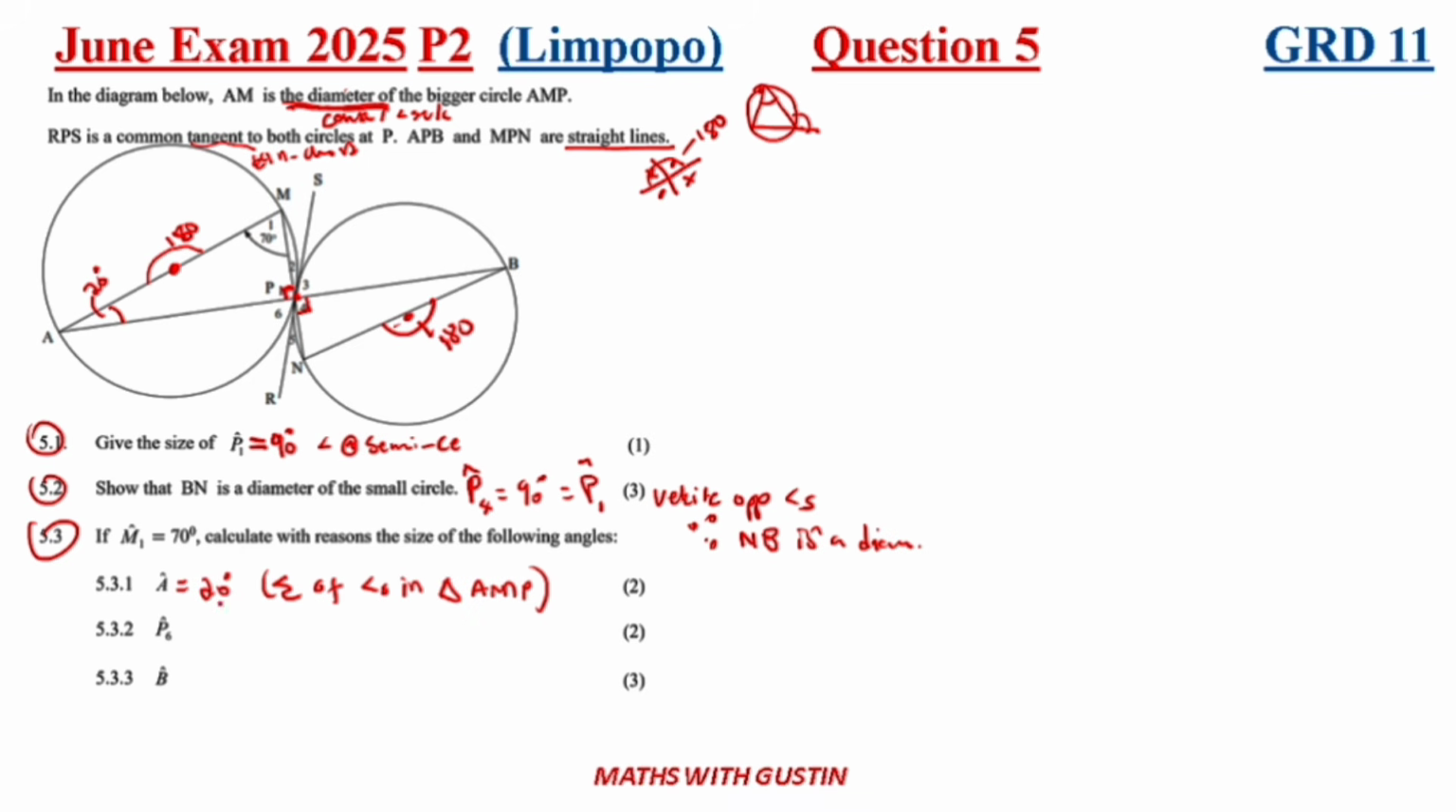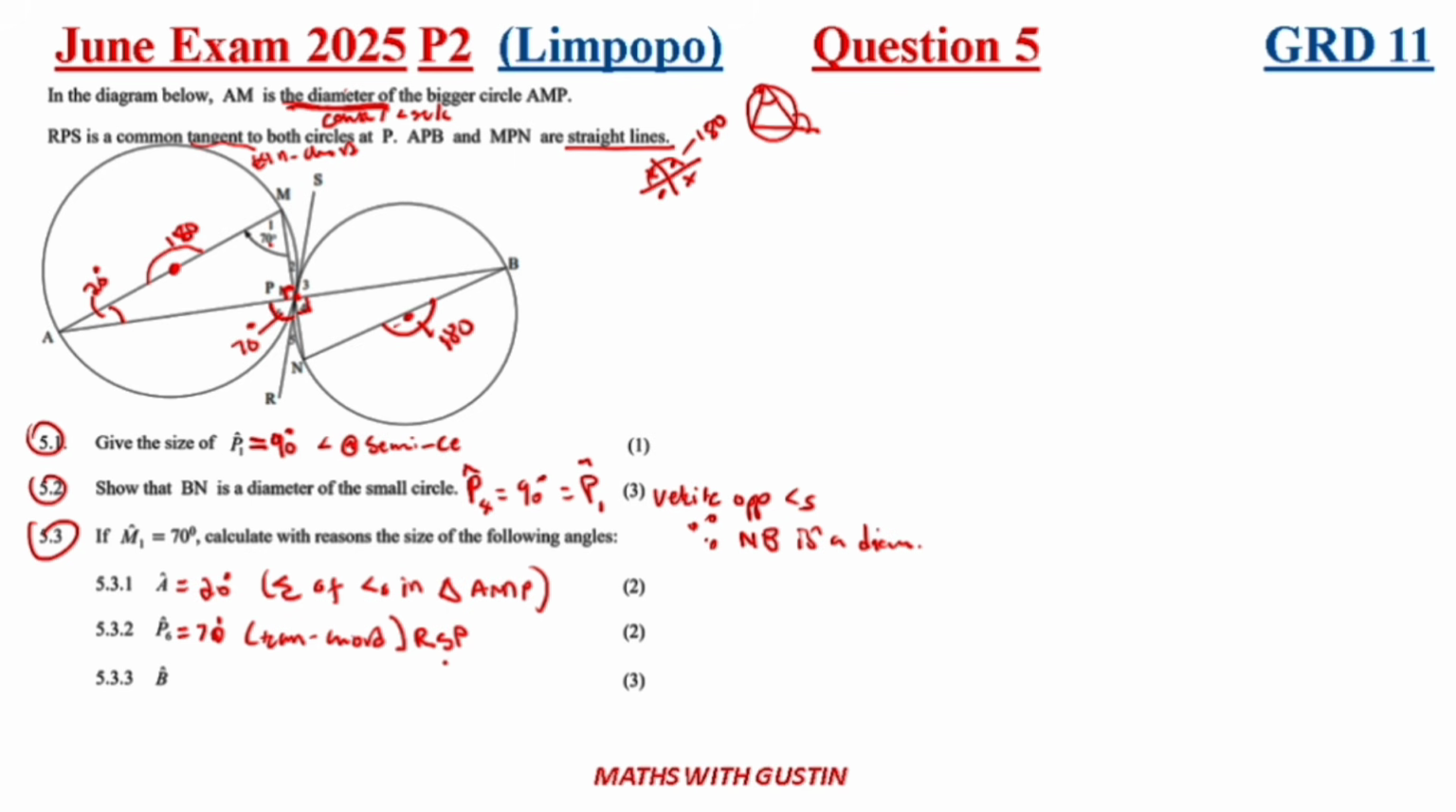Okay, and then they said look, P6. Now P6 is this angle here, this angle right here. They said RPN is a tangent. So this is P6, and it should be equal to the internal opposite angle. The internal opposite angle is this one here, which is 70. Reason being, tangent-chord theorem. Which one is the tangent? RPS is a tangent.